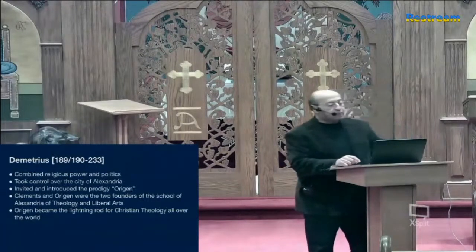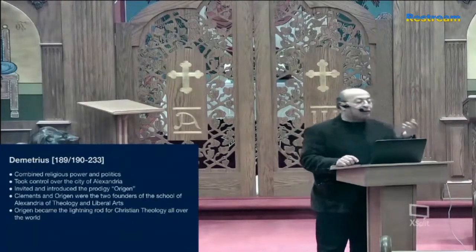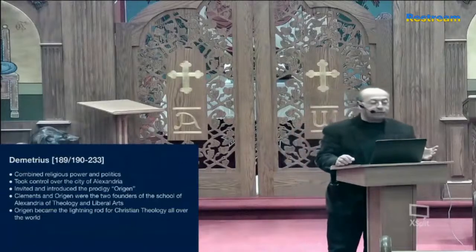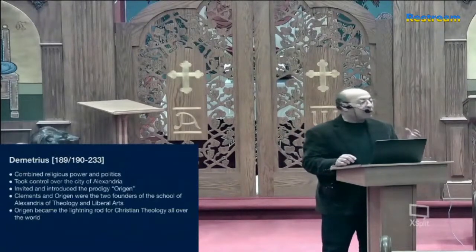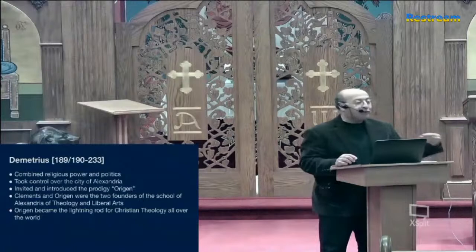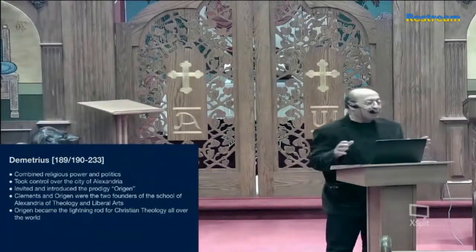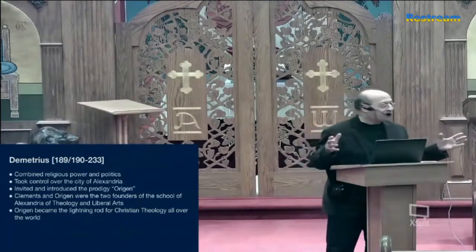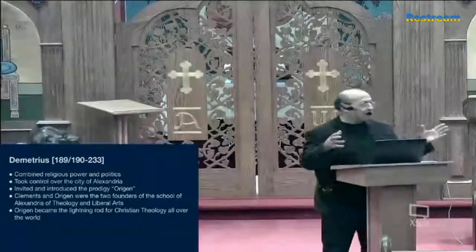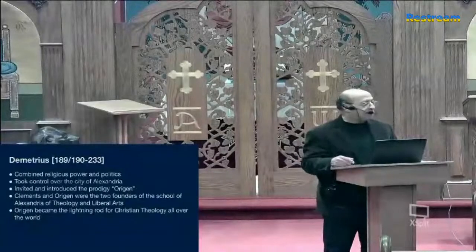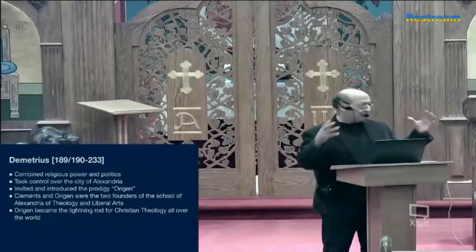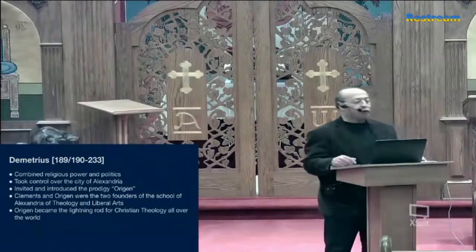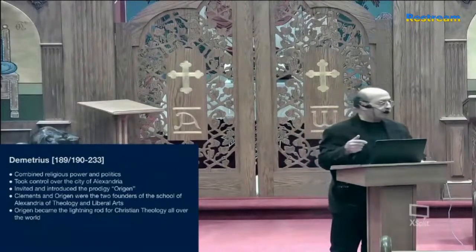Imagine Bishop Demetrius. He has a combination of religious power and political power. Imagine when a bishop takes control of the city of Alexandria. By the way, the city of Alexandria was the capital. It was the bulk of the power. It was Cairo with Giza and the cities around it. At that time, Alexandria was the main city of Egypt. Everything else was countryside, a suburb.